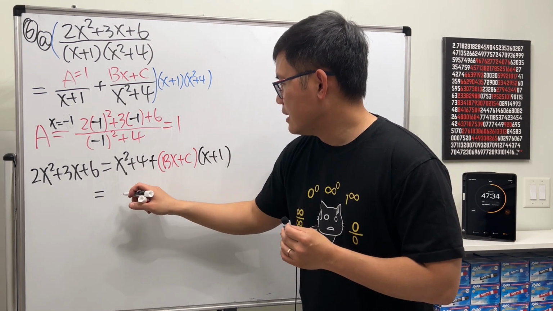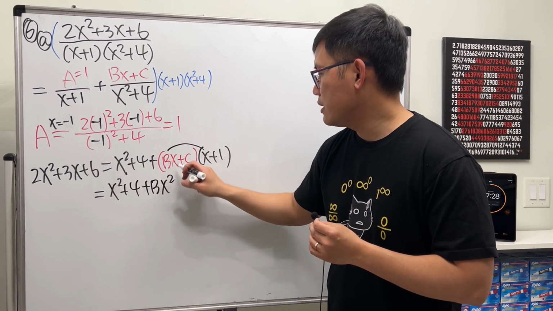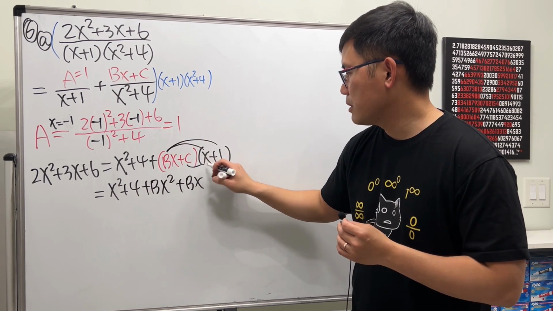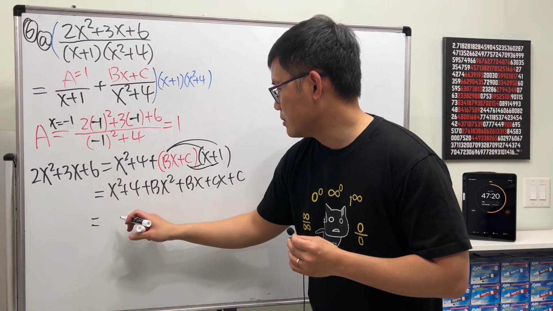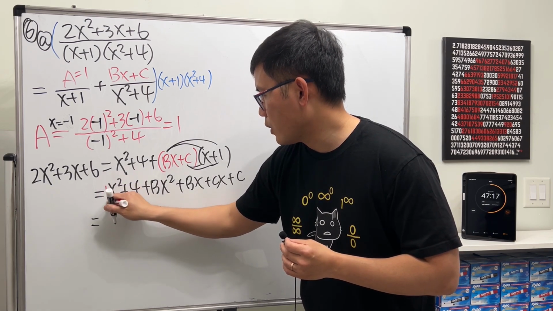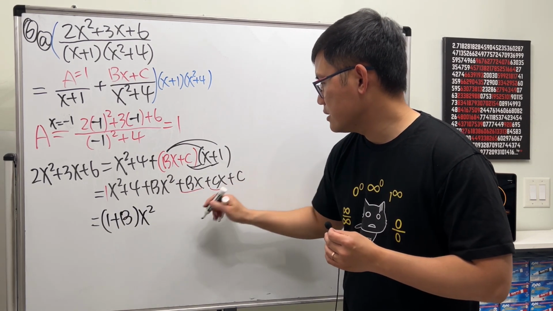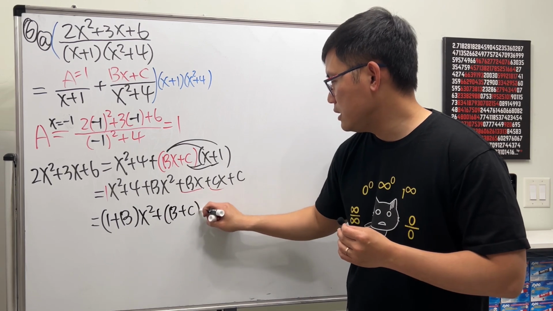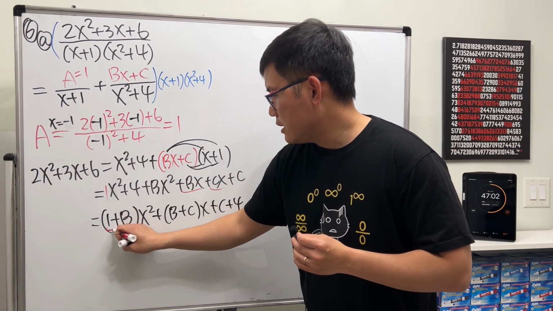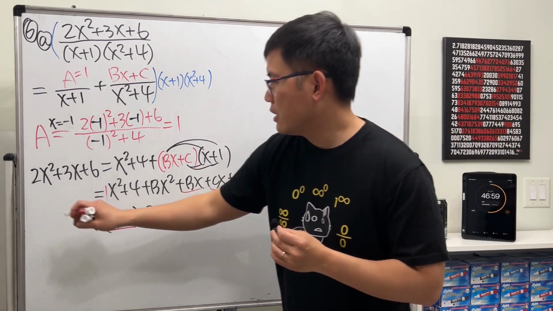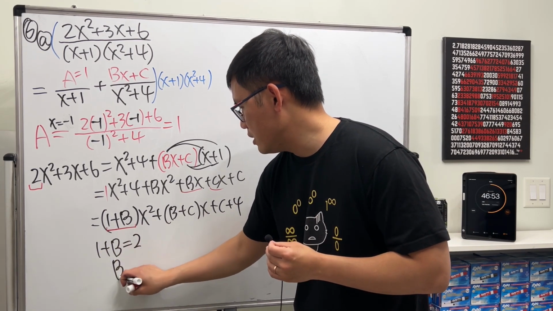All right, focus on the right hand side. This is x squared plus 4, and then this is plus bx squared, and then plus bx, and then plus cx, and then plus c, sorry, and then collect like terms. So this is 1, and this is like a 1, so 1 plus b squared, and then the next is this and that, so plus b plus c x, and then c plus 4. All right, mix and match. On the left hand side, we have 2, so that means 1 plus b must be equal to 2. b is equal to 1.